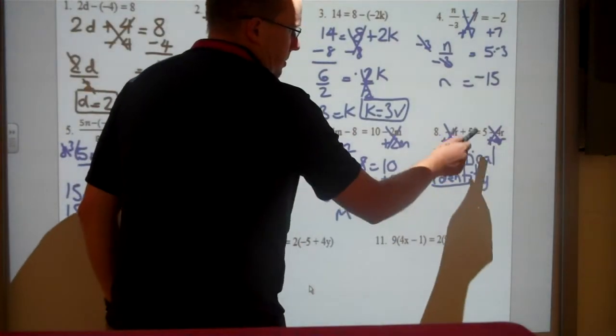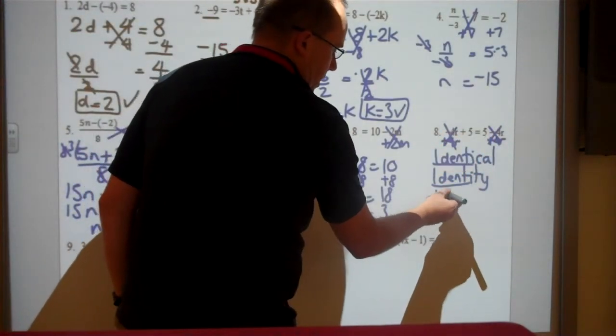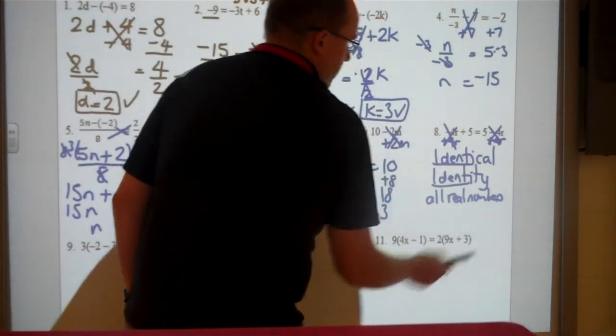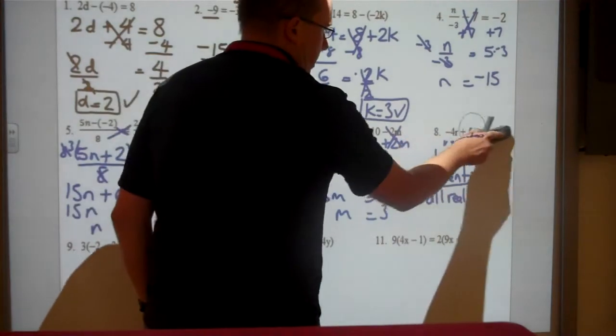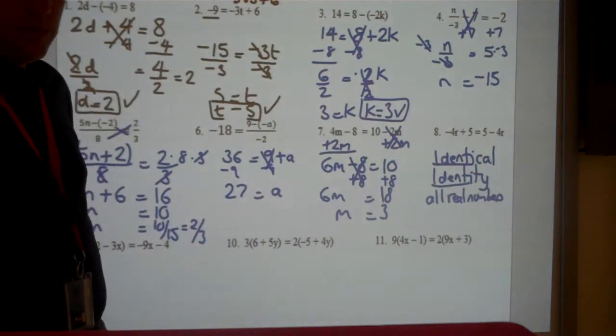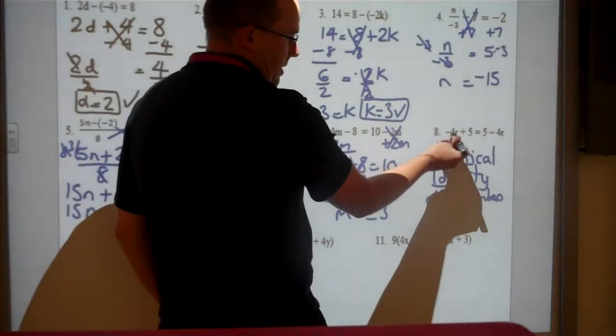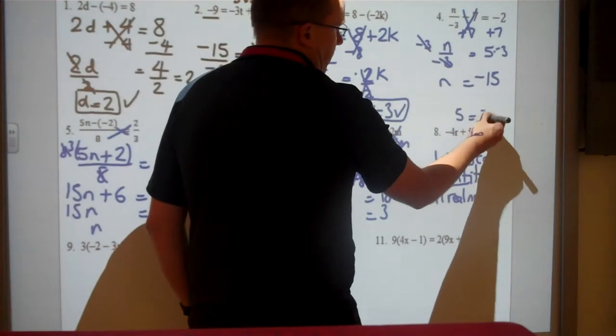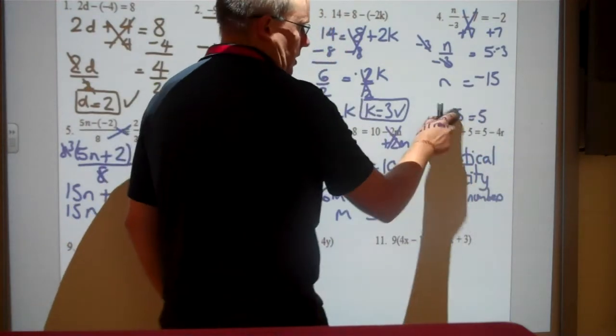Now there is another answer we can put. If we get exactly the same answer, we can also put all real numbers. And what that means is you can substitute any number you like into this original equation and you should get the same answer. Now if I started with 0 here, anything times 0 is obviously 0. Plus 5 is 5, and 5 take away 0 is 5. So you can see that 0 works for this question.